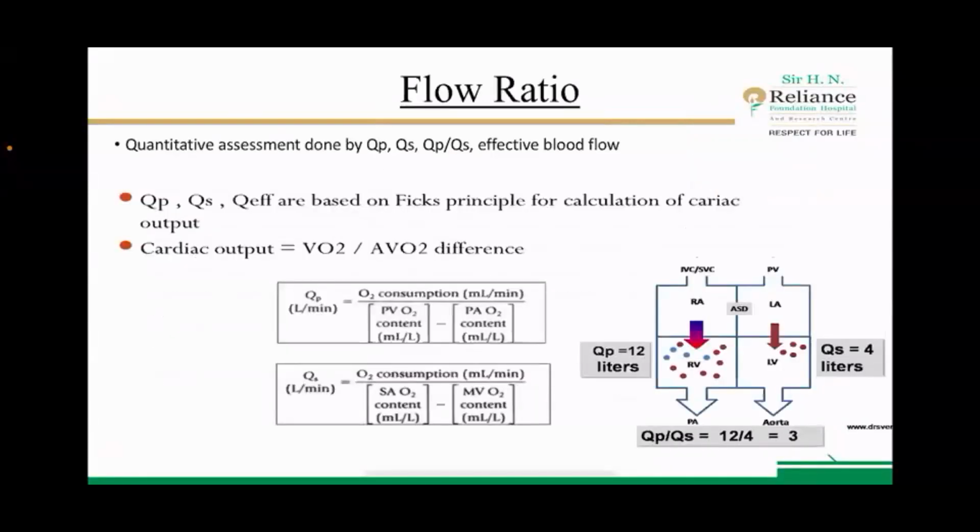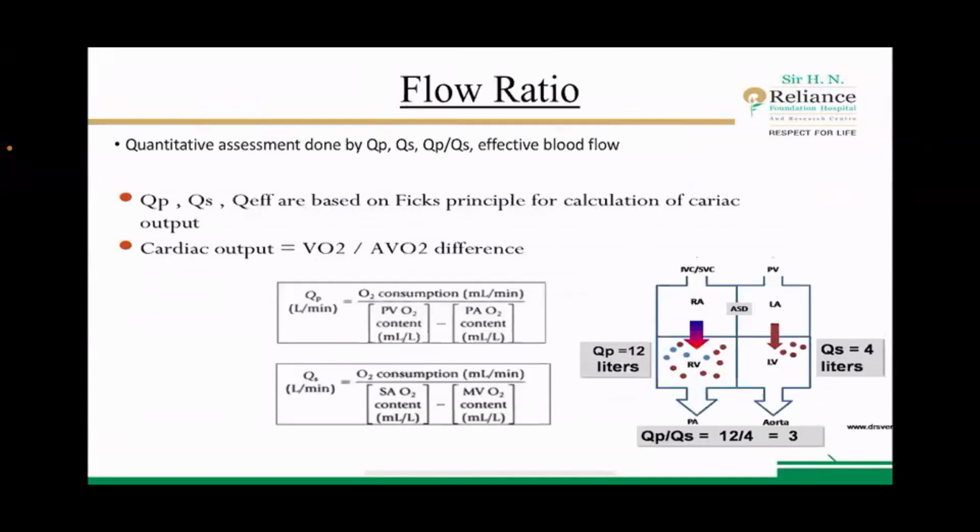So the next method is flow ratio. That is your QP/QS that we calculated on our echocardiography. This is based on the Fick principle. So Fick principle already explained by Sir in detail. So how do we calculate the flow ratio here in cath? QP, QS, and Q effective, these are the three things that we'll be reading, are based on the Fick principle for calculation of the cardiac output.